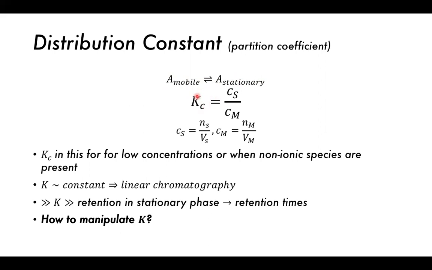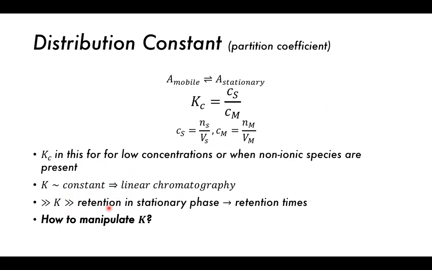So Kc is what we will call the partition coefficient, and that's going to be equal to the concentration in the stationary phase over the concentration in the mobile phase. Cs, the concentration in the stationary phase, is equal to the number of moles in the stationary phase over the volume of the stationary phase. And Cm is equal to the number of moles in the mobile phase over the volume of the mobile phase. Kc is for low concentrations or when non-ionic species are present, and K is approximately constant whenever we have linear chromatography.